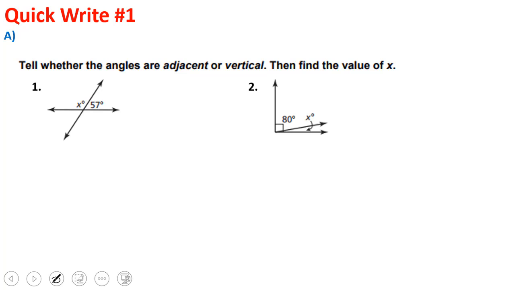Okay? Ladies and gentlemen, our first quick ride of the night. Tell whether these angles are adjacent or vertical, and then find the value of x. Please copy down the angles, label them correctly, and then complete your quick ride. Get a quick snack. Text your friends and tell them about adjacent and vertical angles before you come back to video 2.